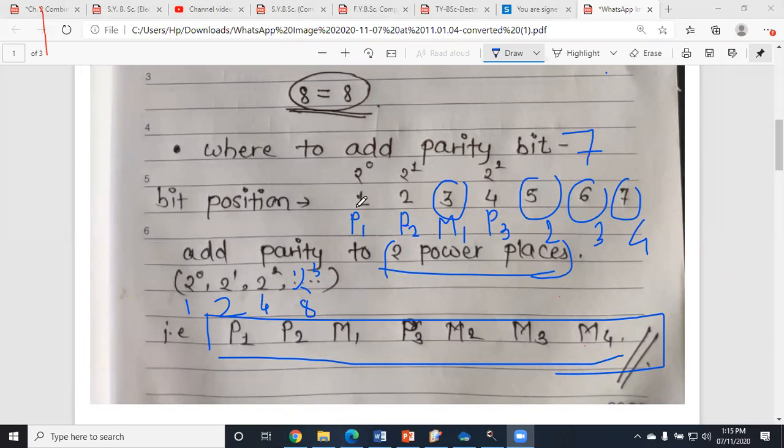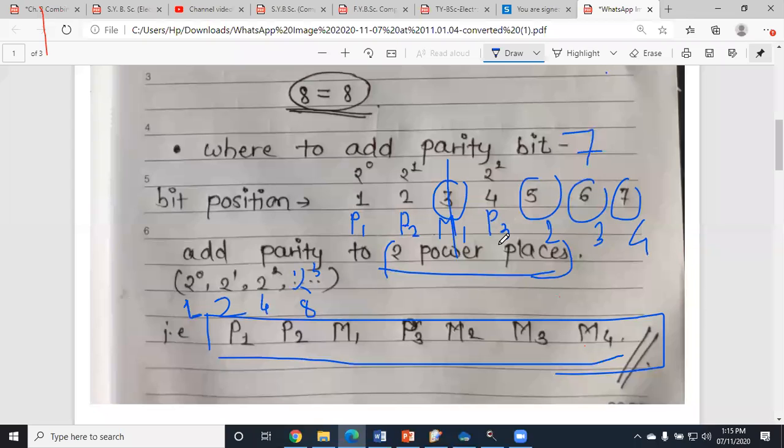Correct. Here there is a 1. That is why I will add my first parity bit. 2^0 म्हणजे 1. 2 ची पॉवर आहे का 1? आहे. That is why I will add P1. Now 2^1 is equal to 2. So at this position I will add my second parity bit. Is the 3 a number in the 2 power places? No. That is why we are not going to add our parity bit to this position. After 2^1, there is 2^2. 2^2 is 4. So 4 is the number which is in 2 power places. That is why I will add P3 here.